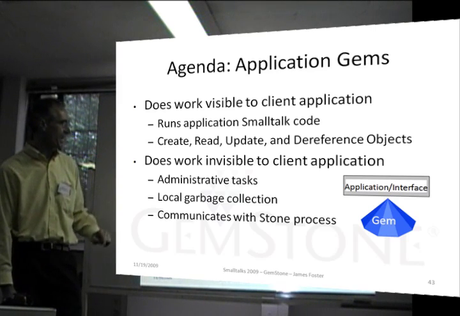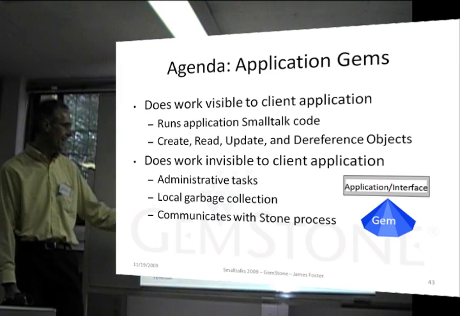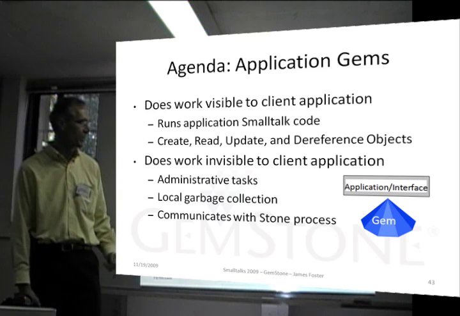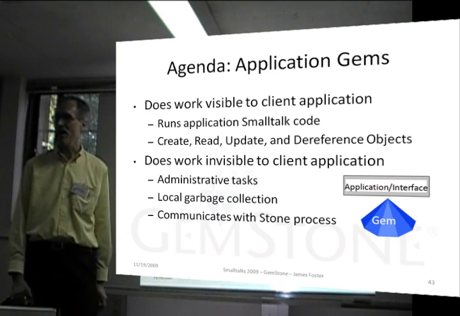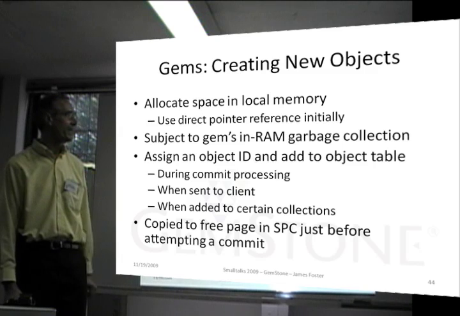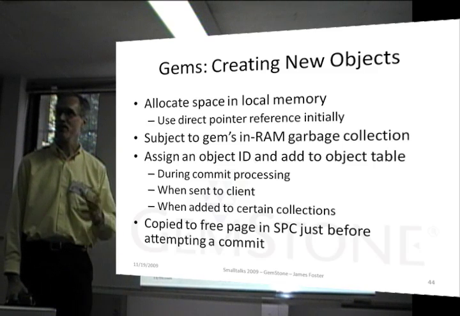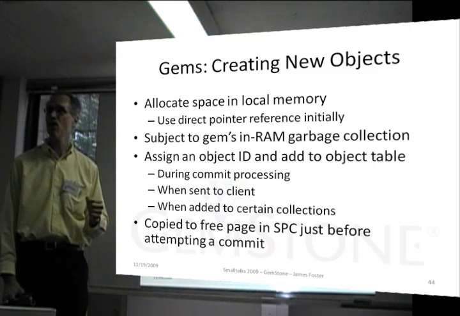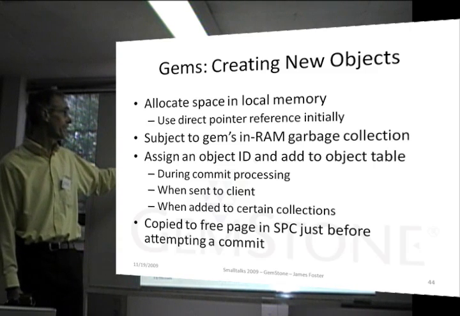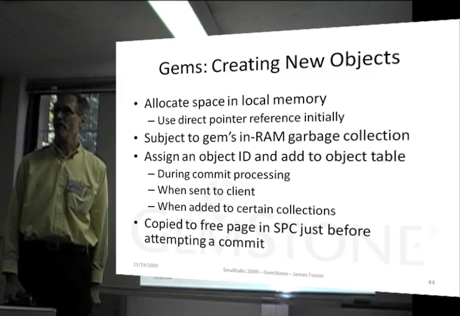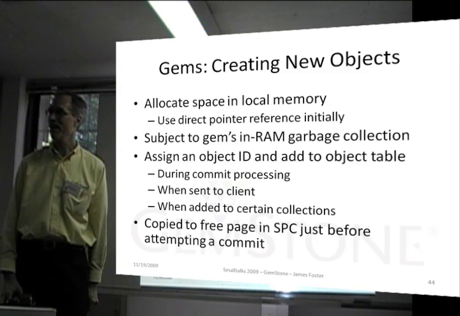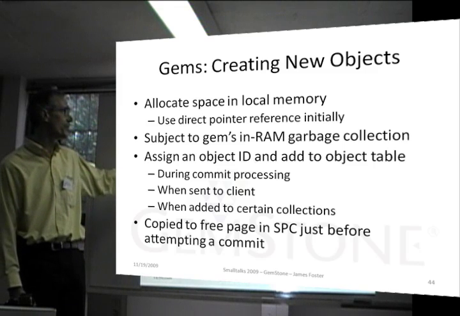There's some work that's invisible, some administrative tasks, local garbage collection, communication with the stone process. We allocate the space in local memory. So we start by just getting local memory for the space. And it's local memory and it's not referenced from anywhere outside, so we just use a direct pointer.